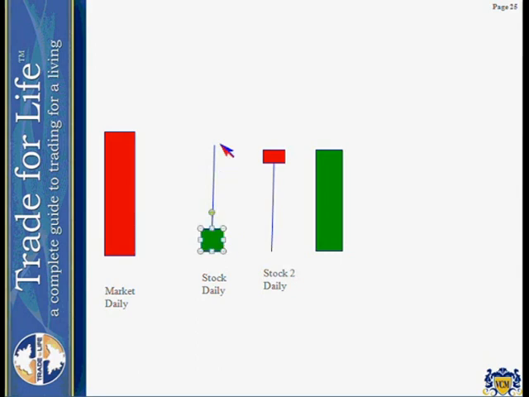What if the market daily is 6? Okay, yeah, market daily 6. Let's do it. Here's my market daily bar. Now I'm going to look for daily bars that are close to the market's daily bar. You follow what I'm saying? Does that make sense? Try to find stocks with daily bars that are similar to the market's daily bar.